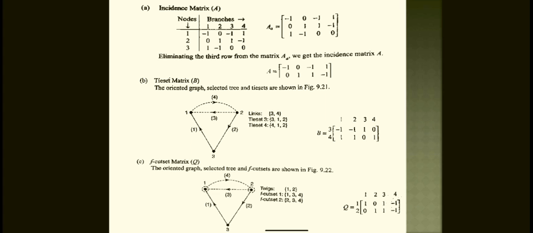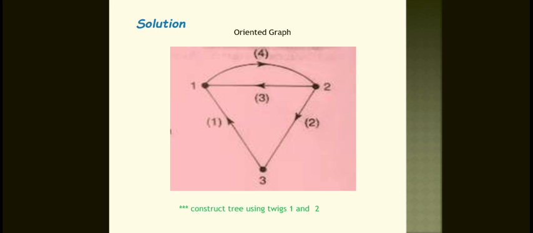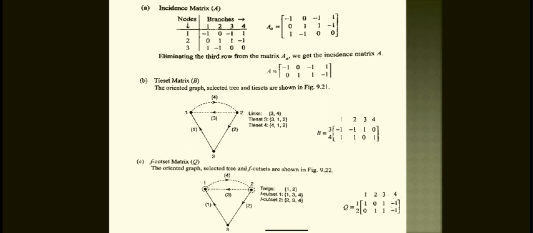oriented graph, now we will come to the incident matrix. What is the incident matrix? Just observe that in the incident matrix, as we already know, nodes will be on the rows. 1, 2, 3 are the nodes, and the branches are 1, 2, 3, 4. So therefore, with respect to node 1, the incoming signal is 1, outgoing is 4, and incoming is also 3. So therefore, these two are minus 1 and this is a plus 1. And then minus 1, 0, minus 1, plus 1. So that is the first one, right?